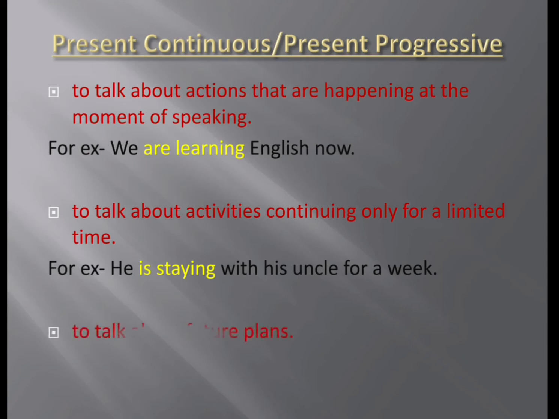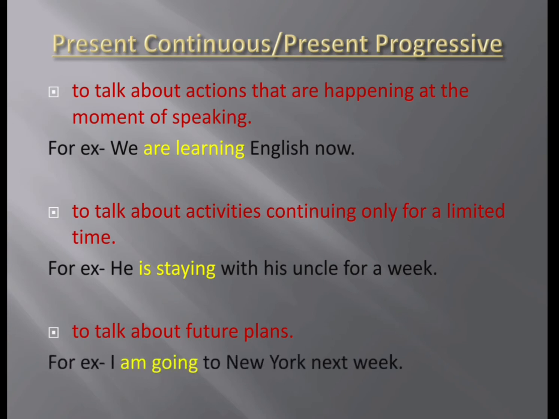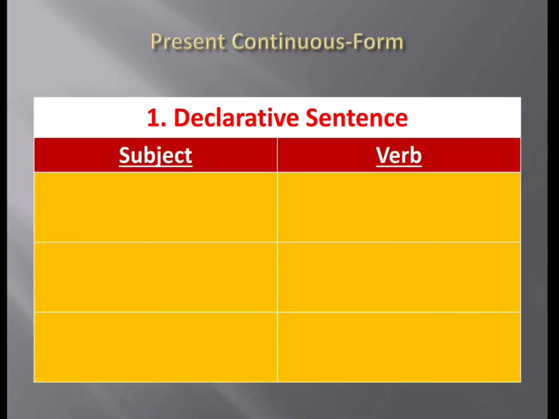It is also used to talk about future plans. For example, I am going to New York next week. So the sentence is talking about an action that will happen in the future. Now let's have a close look at how to form the present continuous tense. So let's start with the declarative sentence. I hope you remember the meaning of a declarative sentence: a sentence that states a fact or an argument and ends with a full stop.